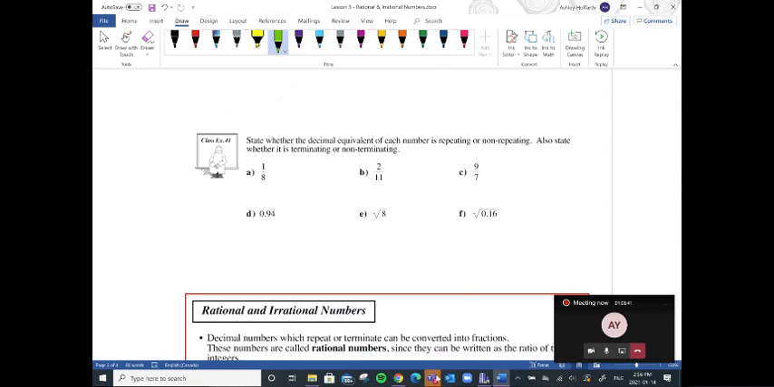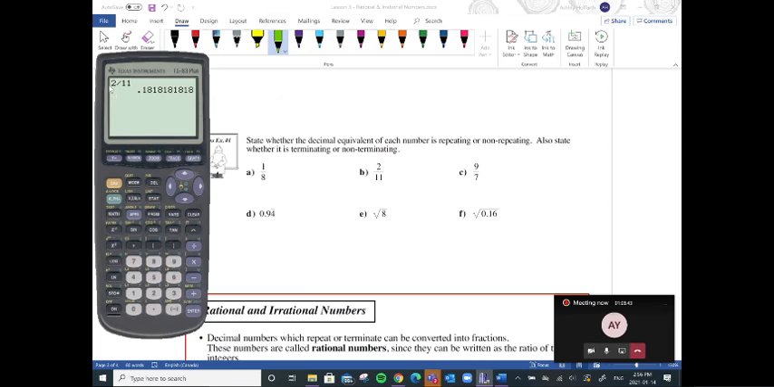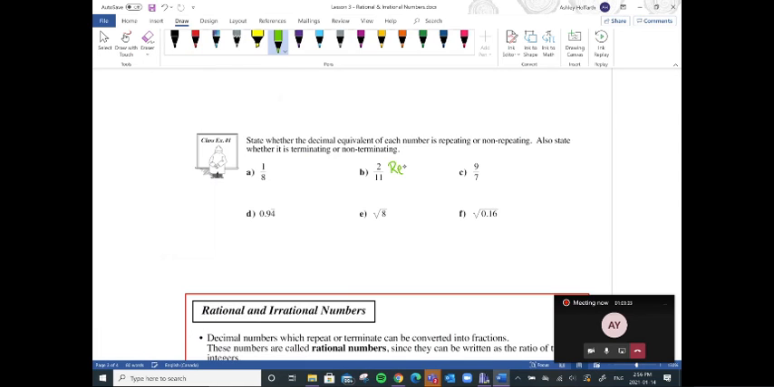So 2 over 11, let me bring that back up there. If you have what I have here, or if you have 182 at the end, again, that's the rounding the calculator is doing. This would be repeating, because you're getting 1, 8, 1, 8, 1, 8, 1, 8, and non-terminating, because it will go on forever. So I'm just going to put an R and NT for non-terminating. You can write out the whole word if you like.